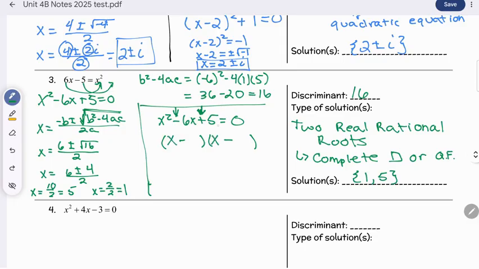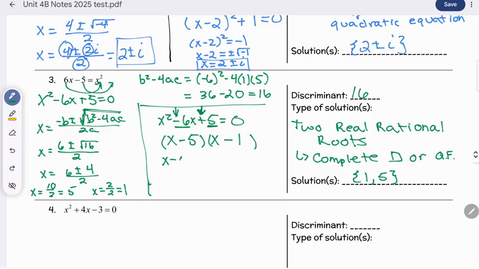Right? Now, I need to find two numbers that are going to multiply to give me a 5, and then are going to add or subtract to give me a negative 6. Right? 5 is prime. Our only options are 5 and 1. But let's just double check that. We've got x squared minus 6x plus 5. And then these two last terms multiply to give me 5. So we're good. I'm going to set both my factors equal to 0.